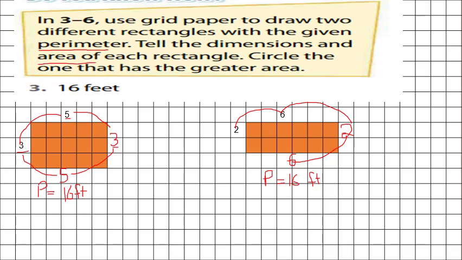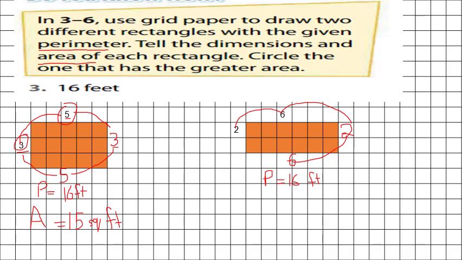So quickly tell me, what is the area of the first rectangle? A represents area. Very good. 5 times 3. So it is equal to, excellent, 15 square feet. Very good.